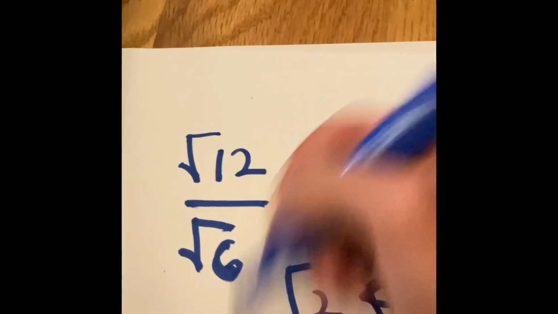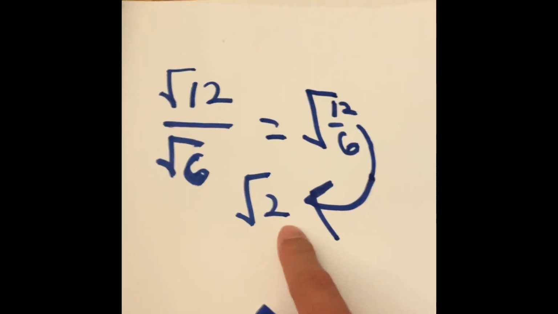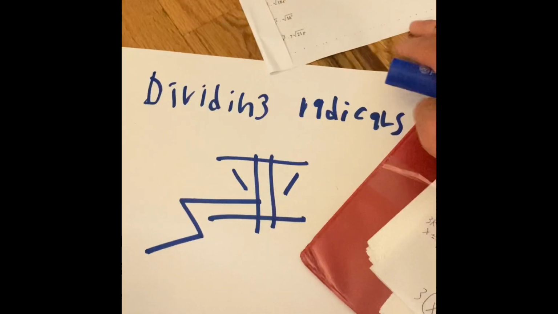So when you see these kinds of problems, you might want to memorize this formula to help you along the way. And that is how we can divide radicals.